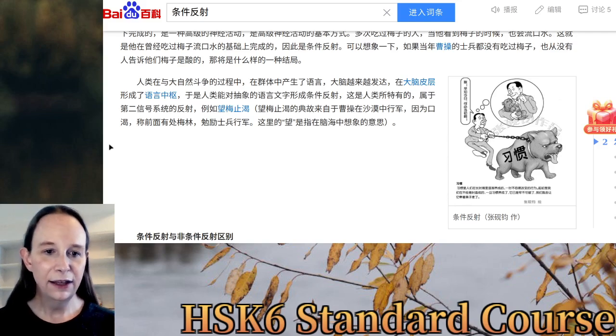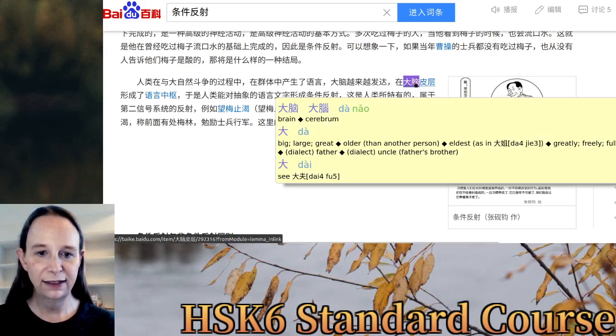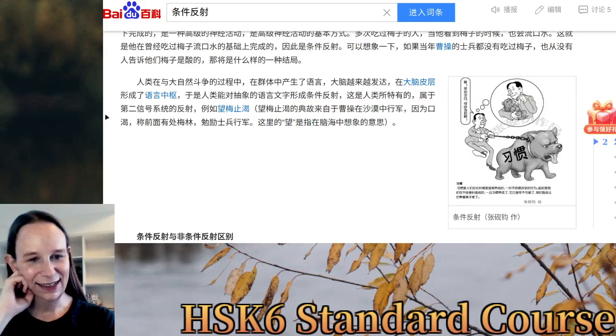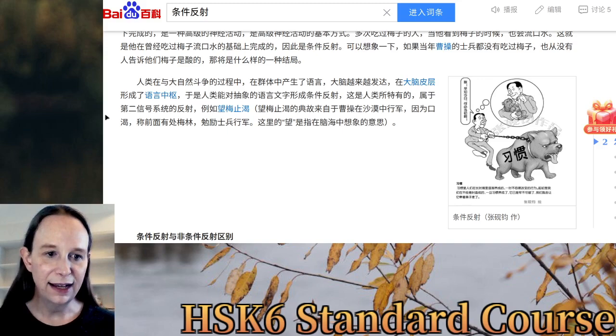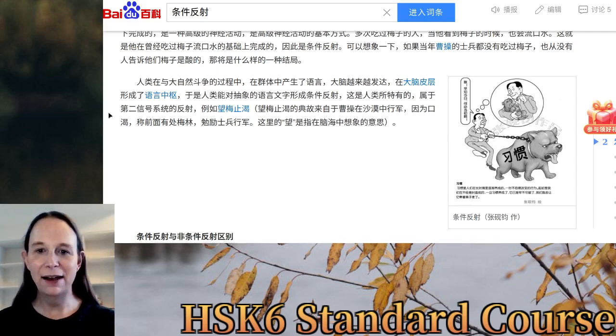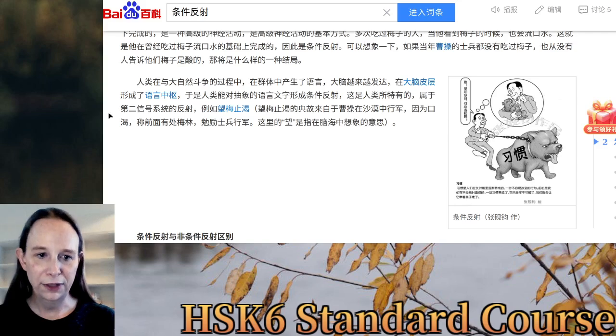人类在与大自然斗争的过程中，在群体中产生了语言，大脑越来越发达。在大脑皮层，what is the 皮层？大脑皮层, cortex. So brain cortex. Why is it called 皮层？皮层, layer of skin. Yeah, why is it like cortex? Anyway. 在大脑皮层形成了语言中枢。中枢 is a hub, so a language hub in your brain cortex. 于是人类能对抽象的语言文字形成条件反射，这是人类所特有的，属于第二信号系统的反射，例如望梅止渴。Yeah, that's it. That's the 成语.